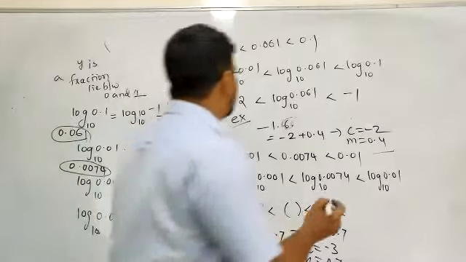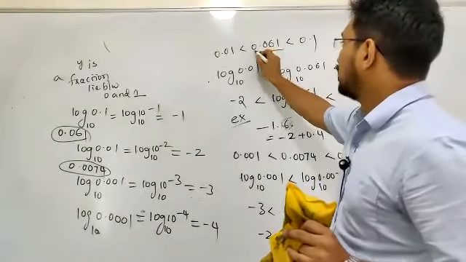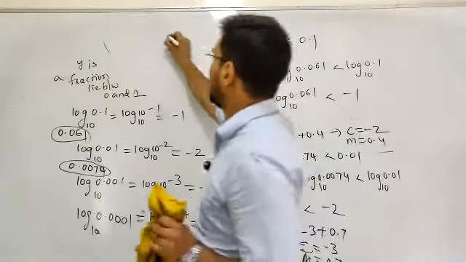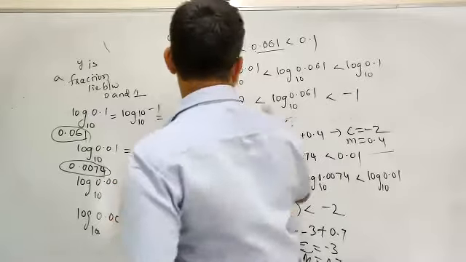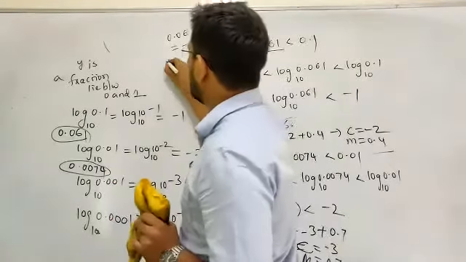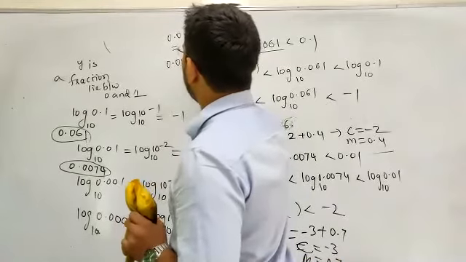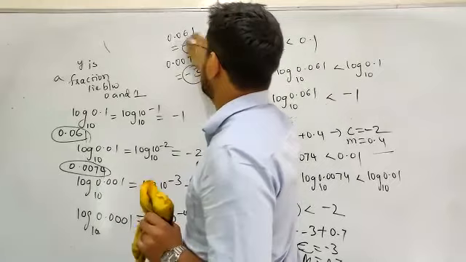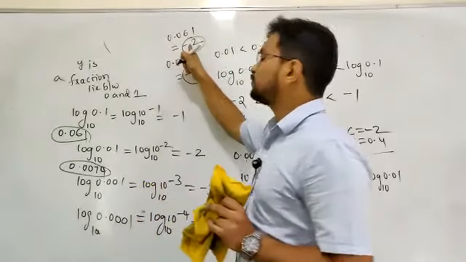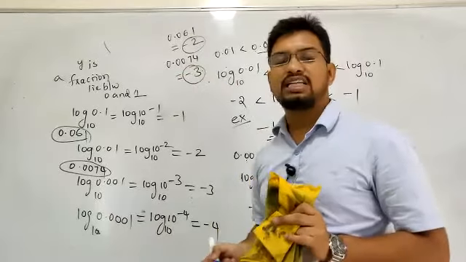Now if I observe here, if the number is 0.061, the characteristic obtained is -2. If the number is 0.0074, the characteristic obtained is -3.